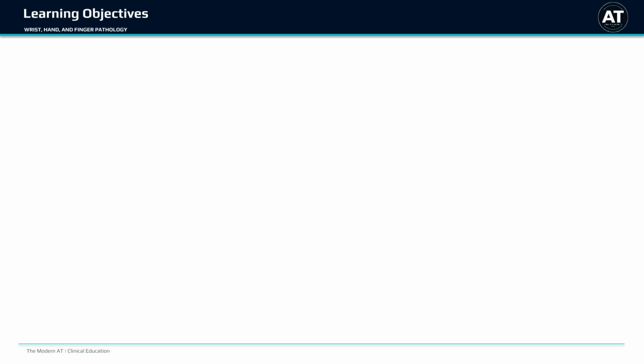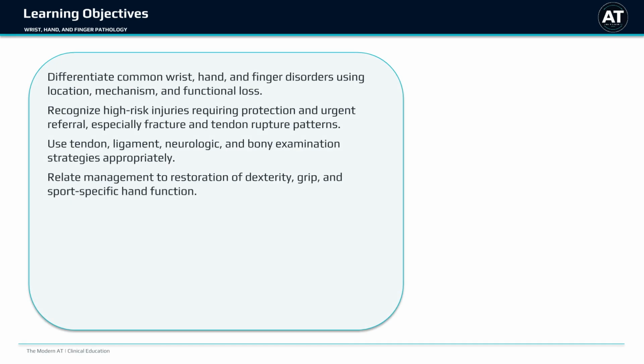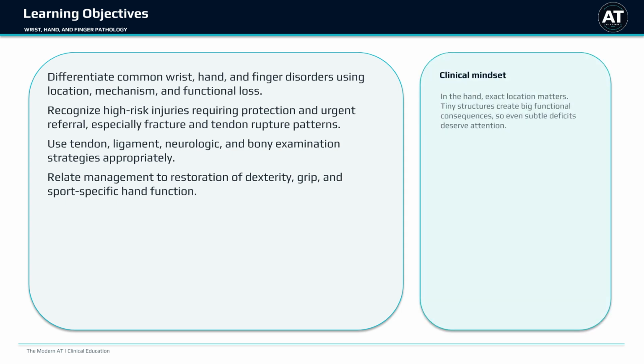We will use location, mechanism, and functional loss to differentiate common wrist, hand, and finger disorders. We will also identify high-risk injuries that need protection and referral, including scaphoid fracture, tendon rupture, unstable thumb UCL injury, complex dislocation, and fracture patterns. The important mindset is that subtle deficits can matter.